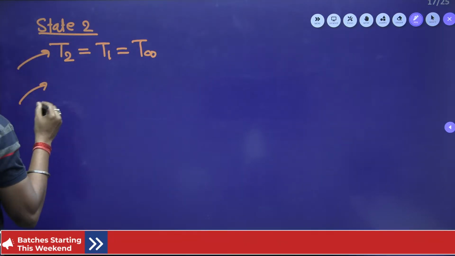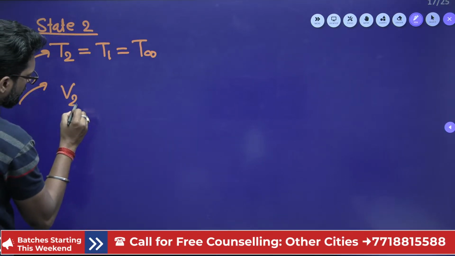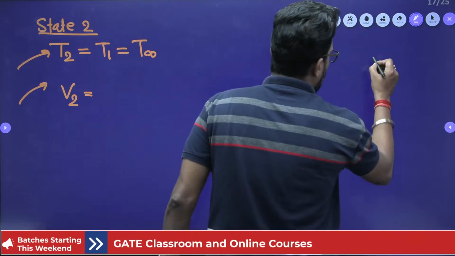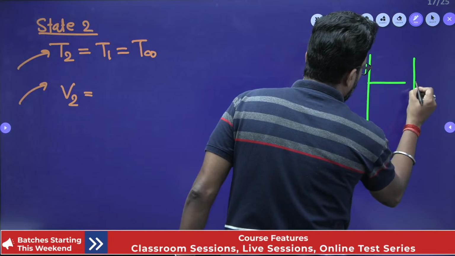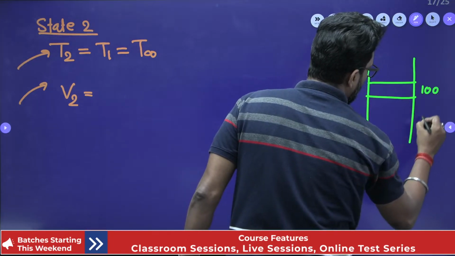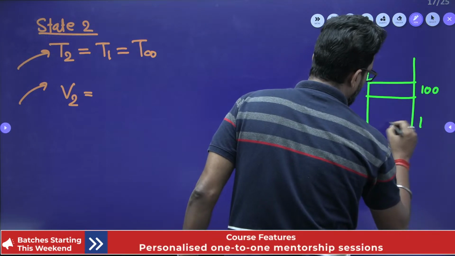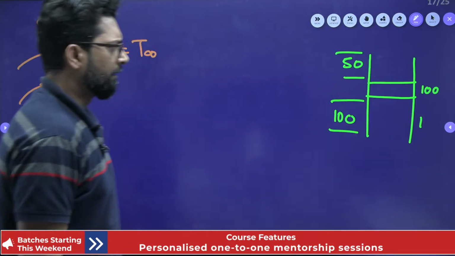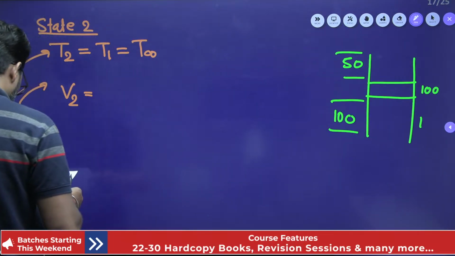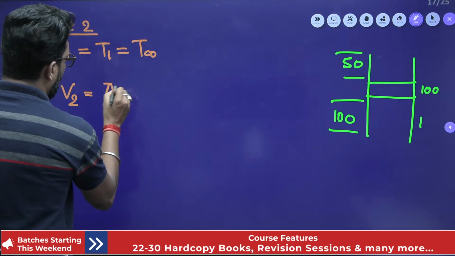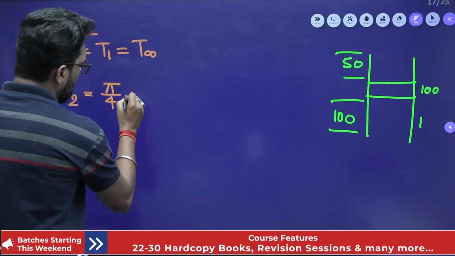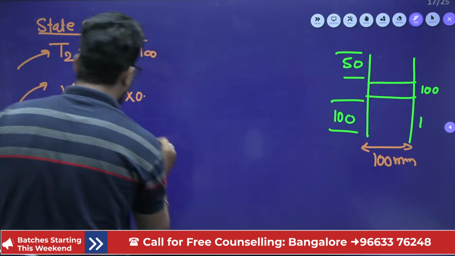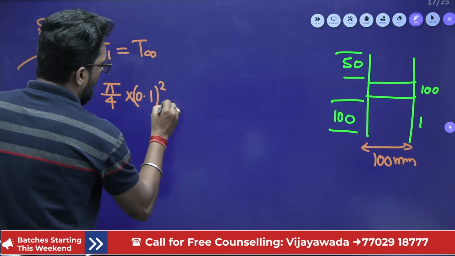Now, at state 2, what is the volume V2 of the piston, of the system? Same idea. See, this is 100, this is also 100, this is also 100, and this is 50. So what is V2? Pi by 4 times diameter squared. This diameter is 100 mm. All are in mm, so 0.1 squared into distance.